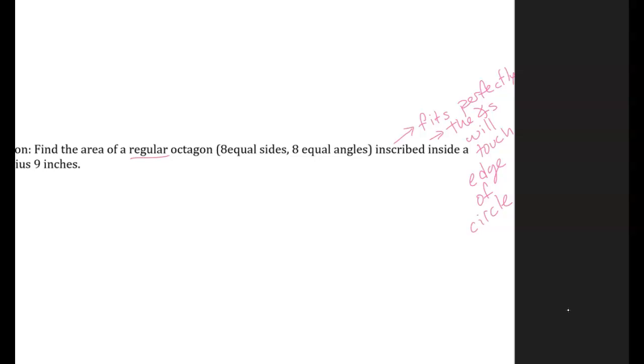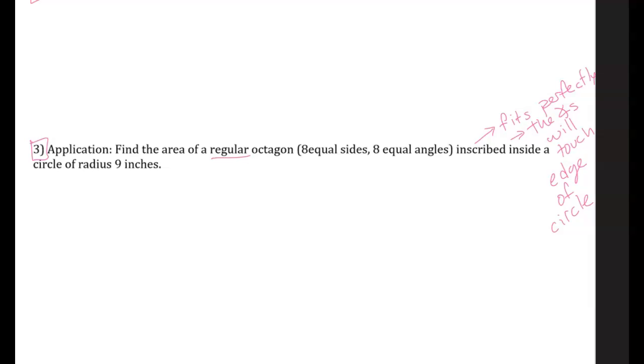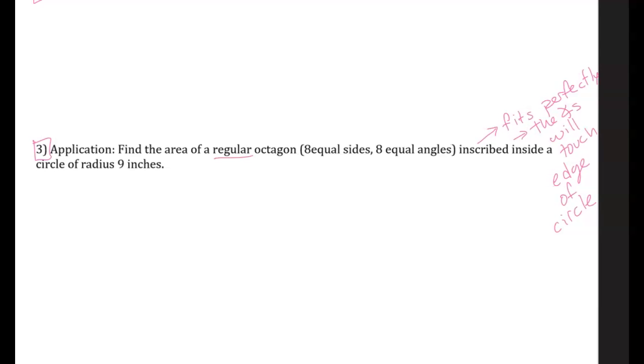If you remember from geometry, which you probably don't, we did have such a thing as inscribed angles, and the inscribed angles were always inside the circle. But anyway, the circle has a radius of 9 inches.